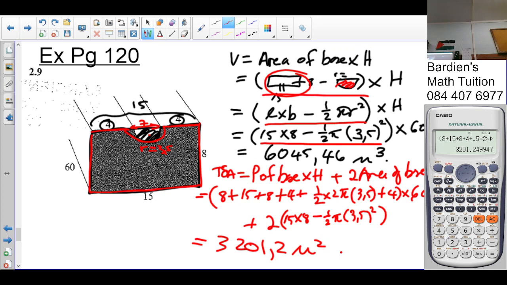Okay. Where do you guys go wrong here? Again with that semicircle, sorry.